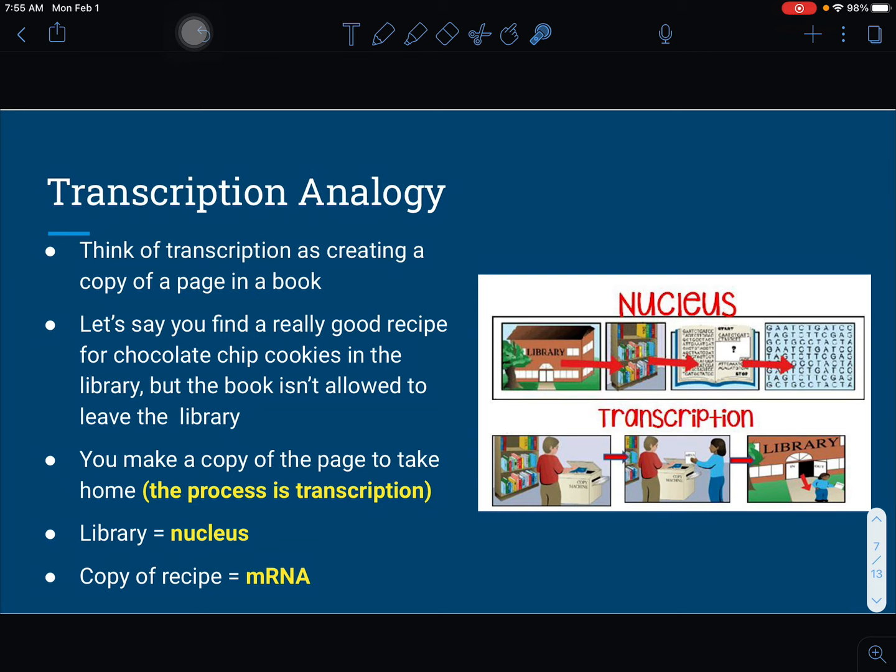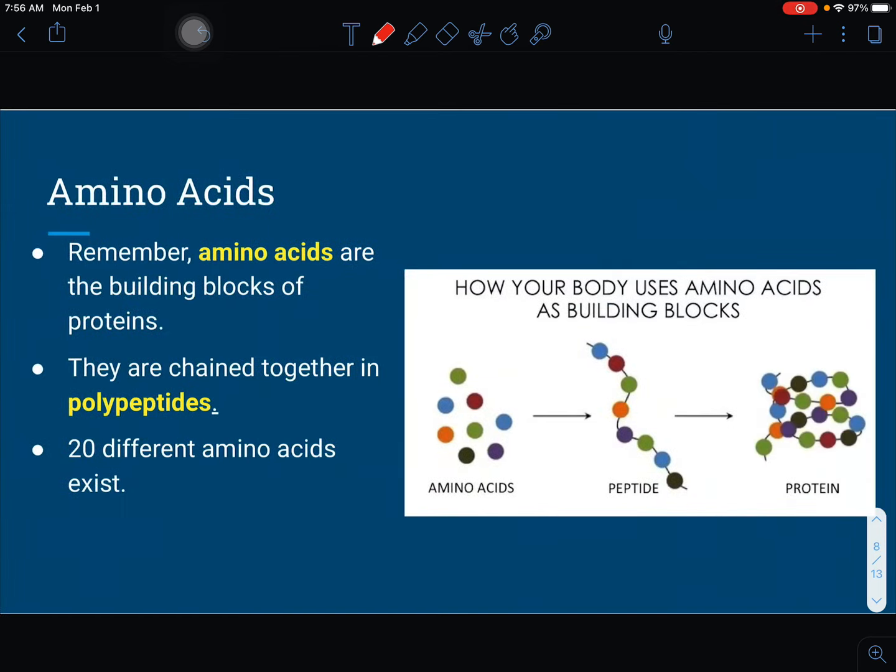So in order to do this, you take that book, you go to the copy machine, and you make a copy. In the nucleus, which is the library, we have a book that has a particular message that tells us how to put things together, make chocolate chip cookies in this case. Through the process of transcription, we take that page from the book and make a copy, and then we can take that copy out of the library with us. Similarly, the DNA is the book that can't leave the library, and the copy of the recipe is the mRNA. In order to make that copy, you have to go through this process called transcription. So the nucleus is like the library, and that copy is called mRNA.